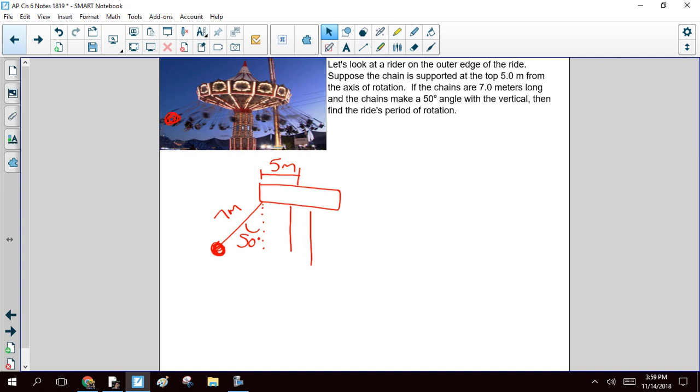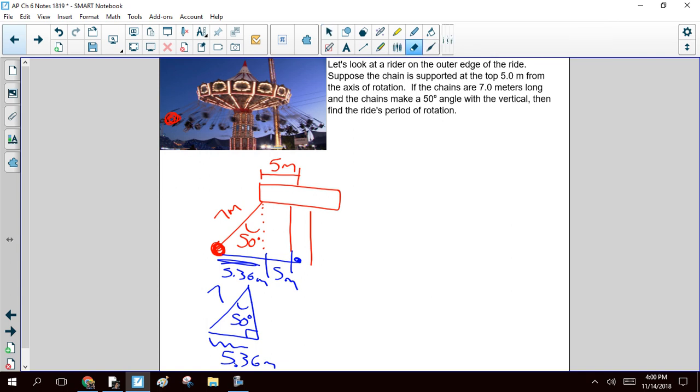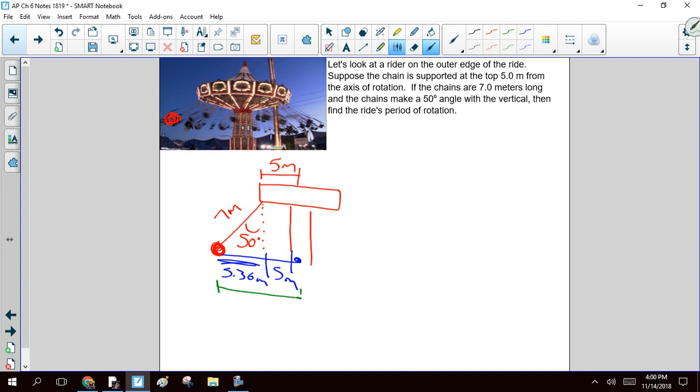As you spin around, the radius is actually going to be this distance. So it's going to be the 5 meters plus whatever this little horizontal component is from this triangle here. Let's draw that real fast. Here's our 50 degrees. This is 7. Here's our right angle, sorry. If you use sine, you can discover that this little distance here is 5.36 meters. So our overall radius from here to here is 5 plus 5.36, so 10.36 meters. So that's our radius.